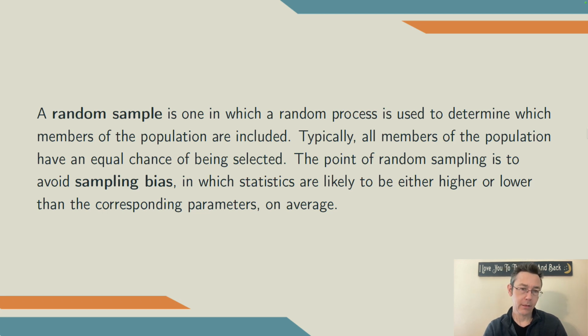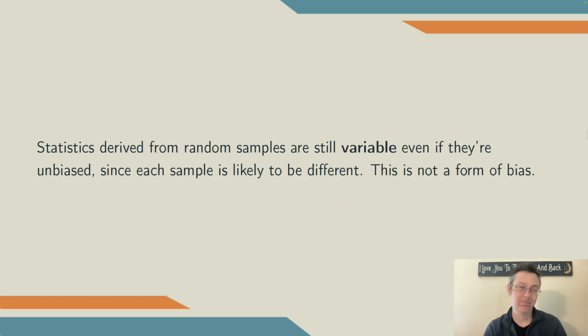The normal way to gather a sample when you can is through random sampling. And that just means that a random process is used to determine which members of the population are included in the sample. And typically, all members of the population have an equal chance of being selected. That's not always the case. The point of random sampling is to avoid that sampling bias, in which statistics are either higher or lower than the corresponding parameters on average.